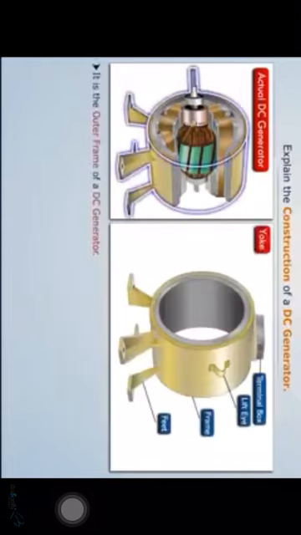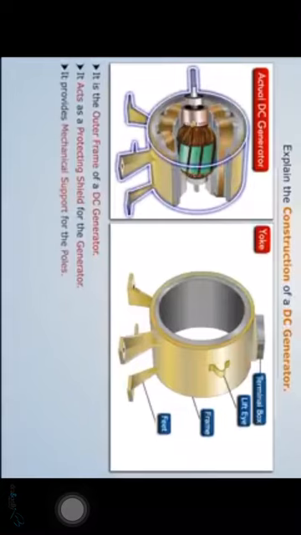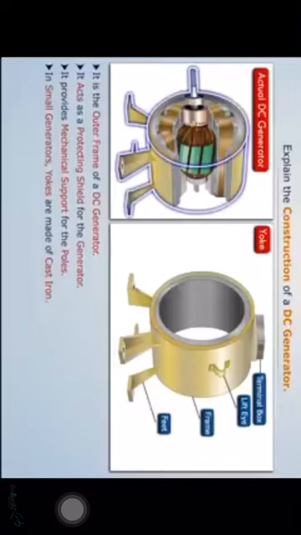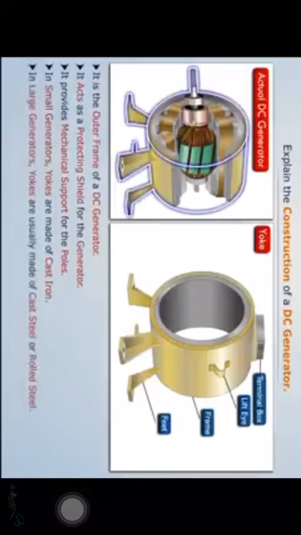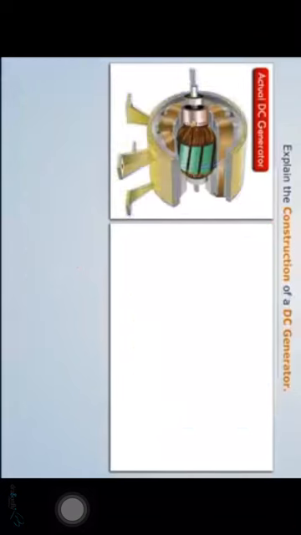Yoke is the outer frame of a DC generator which serves two purposes. It acts as a protecting shield for the generator and provides mechanical support for the poles. In small generators, where cheapness rather than weight is the main consideration, yokes are made of cast iron. But for large generators, yokes are usually made of cast steel or rolled steel.